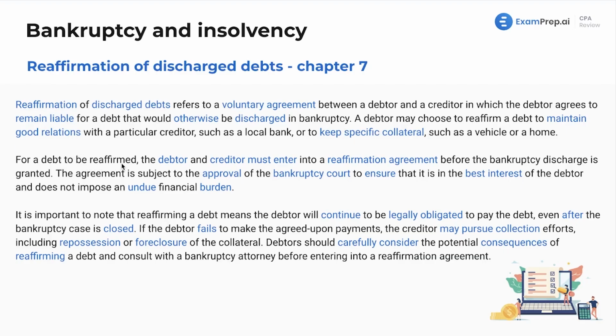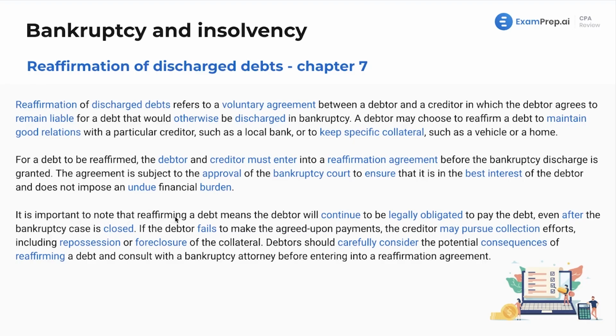Now, for a debt to be reaffirmed, the debtor and creditor must enter into a reaffirmation agreement before the bankruptcy discharge is granted. The agreement is subject to the approval of the bankruptcy court to ensure that it's in the best interest of the debtor and does not impose an undue financial burden. So also, again, kind of the court saying, hey, is this really the best idea? Kind of stepping in like a parent saying, let's think about this. Should we really reaffirm this debt?